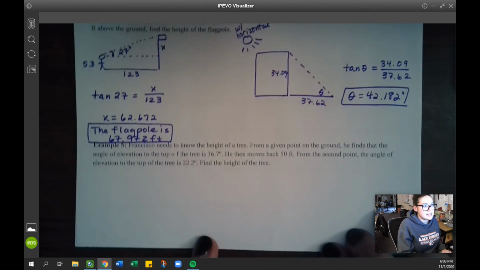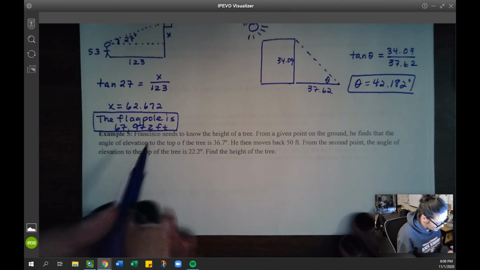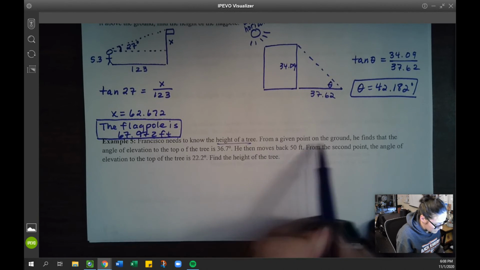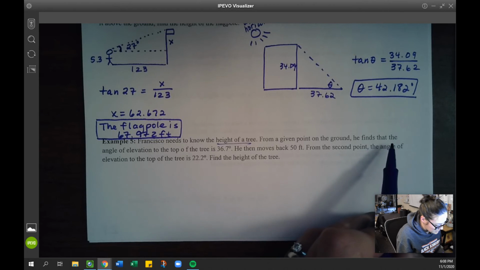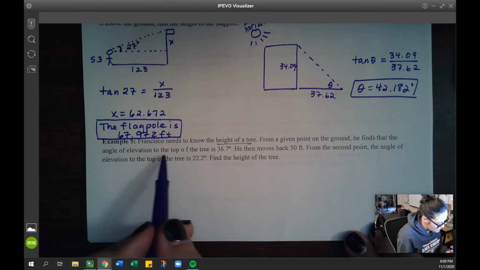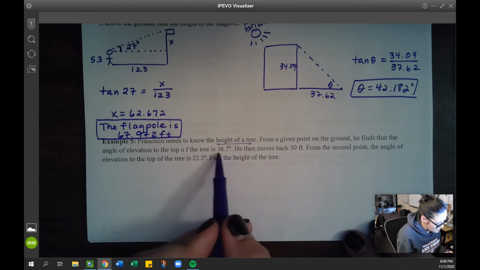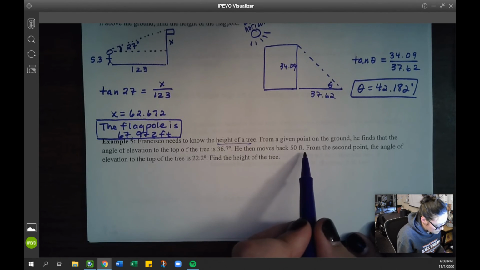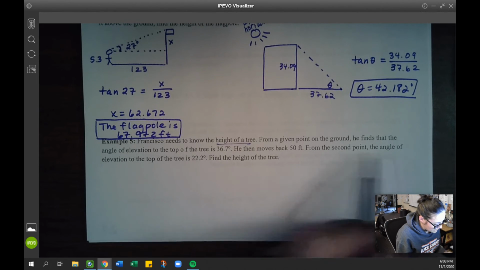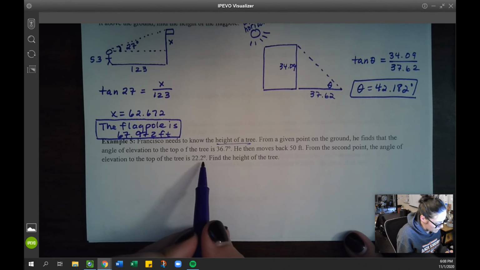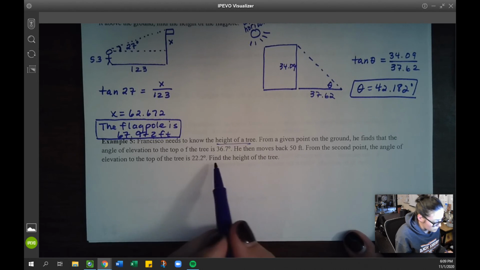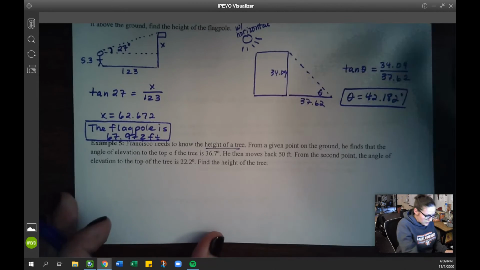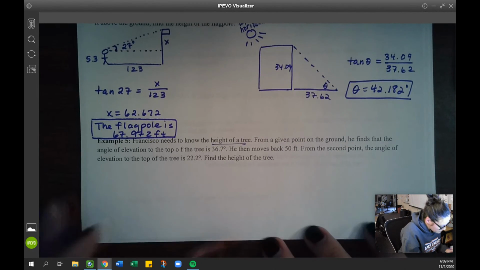All right, one last example. Francisco needs to know the height of a tree. From a given point on the ground, he finds that the angle of elevation to the top of the tree is 36.7 degrees. He then moves back 50 feet. From the second point, the angle of elevation to the top of the tree is 22.2 degrees. Find the height of the tree. Okay, this one is a little bit more involved here.